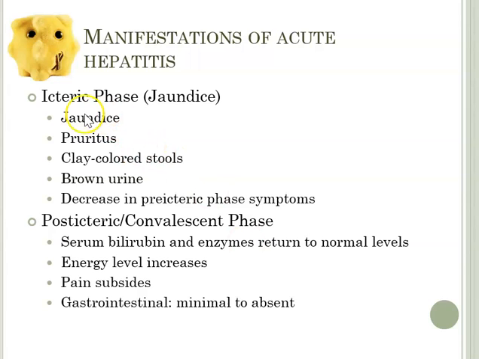So then we move on to when the jaundice happens. They're also going to have pruritus and clay-colored stools, brown urine, and this is pretty significant, especially in more advanced cases. It's going to look like Coca-Cola, or soda, is what I think it looks like. And then they're going to move on to a phase where the patient's going to start feeling better, and that can last for several weeks.